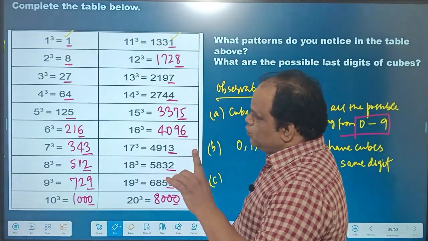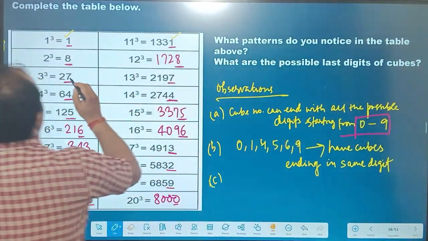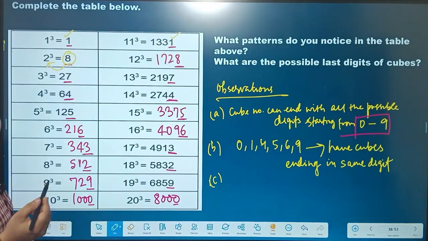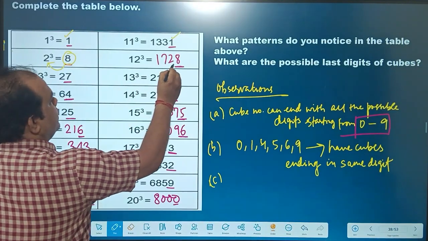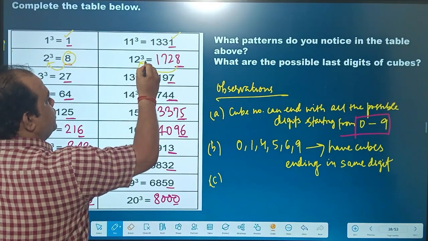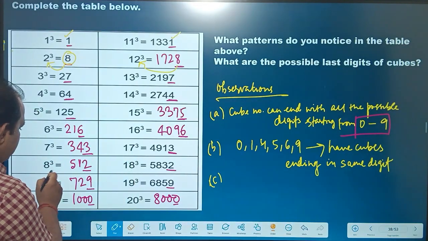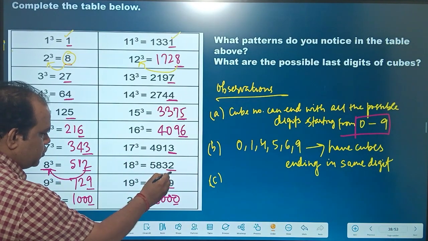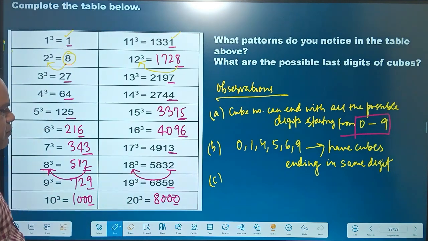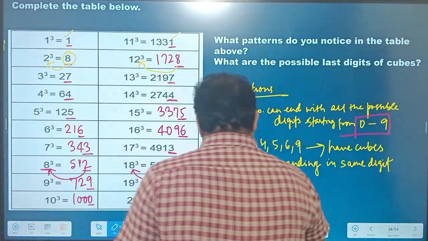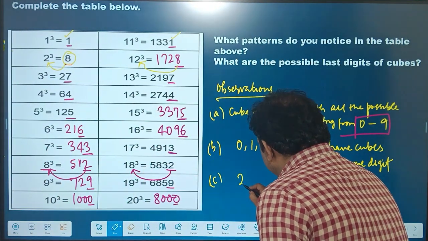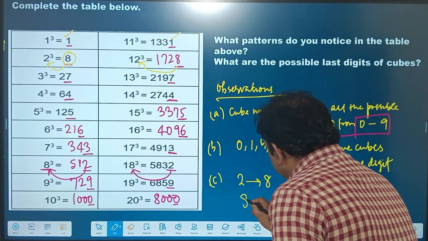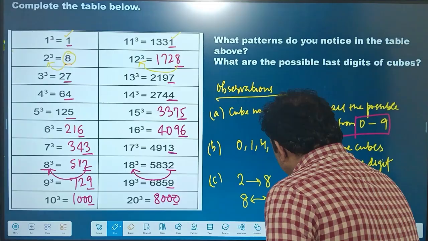There are two things you can see. If the number ends in 8, the cube's digit would be 2. And if it ends in 2, the cube's digit would be 8. It means there is a swapping. If the number ends with 2, the cube ends with 8, and if it ends with 8, the cube ends with 2.